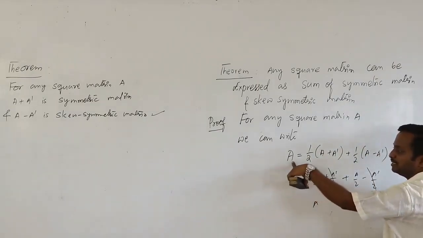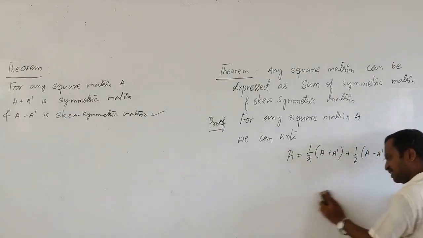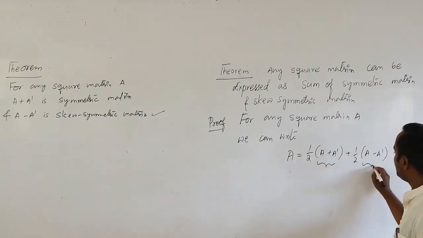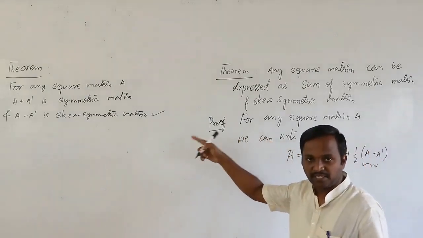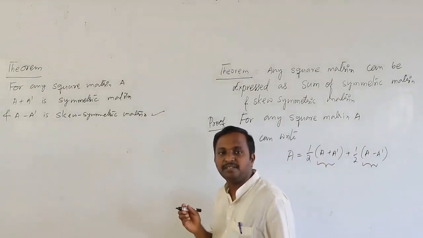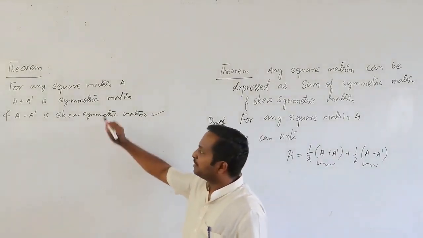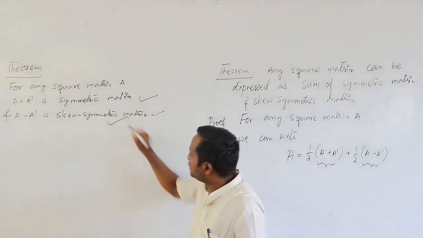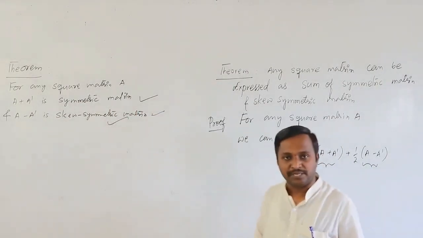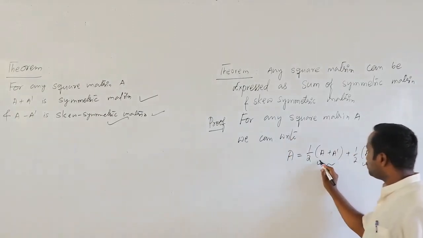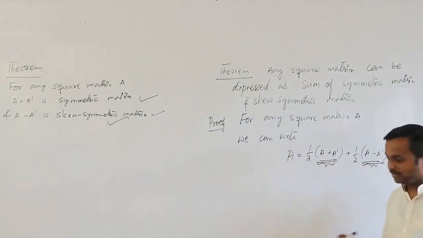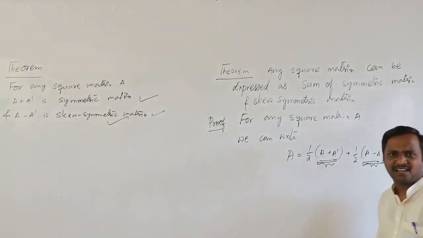So any square matrix A can be expressed like this. And observe, in the previous theorem I proved the statement: A plus A dash is always symmetric, and A minus A dash is always skew symmetric. So this is always symmetric, and this is skew symmetric. Multiplying by 1 by 2, it is a scalar quantity.